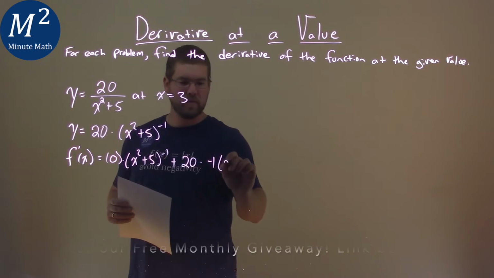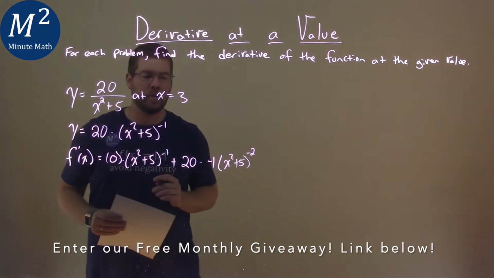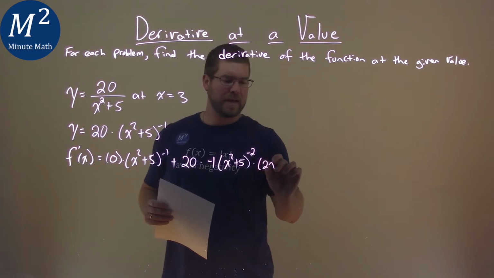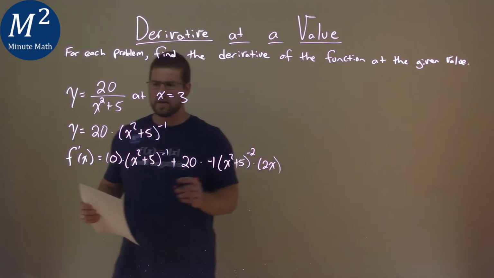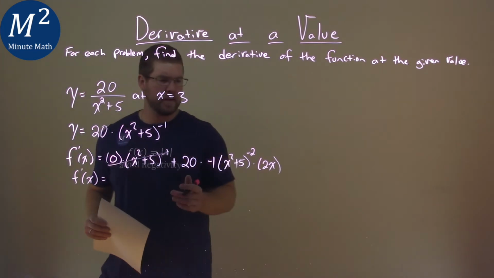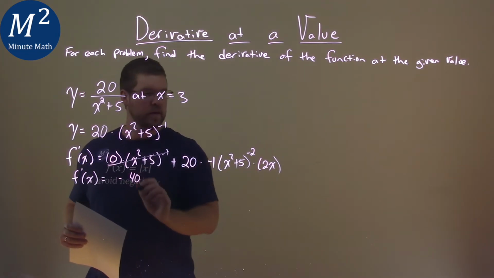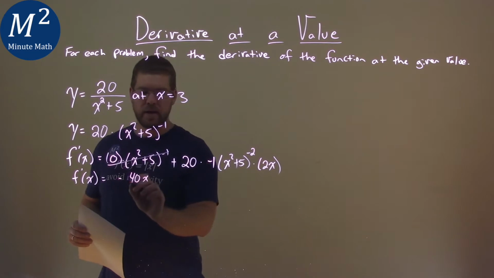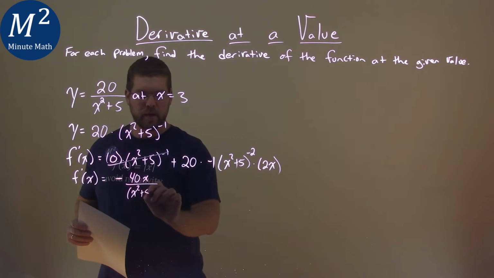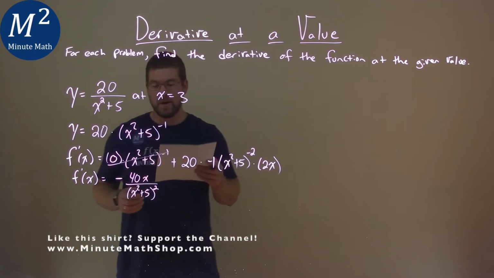Negative 1 comes out front, we have x squared plus 5 right there, and the negative 1 power becomes negative 2 by subtracting 1. Then the derivative of the inside, using the chain rule, is just 2x. Luckily for us, this simplifies pretty easily. The 0 causes all that to be canceled out, not too bad. And negative 1 times 2 times 20 becomes negative 40. In the numerator, the x value, negative 40x, all over x squared plus 5 in the denominator, and don't forget to square it. Okay, making sure I'm on the right path, and we're good.